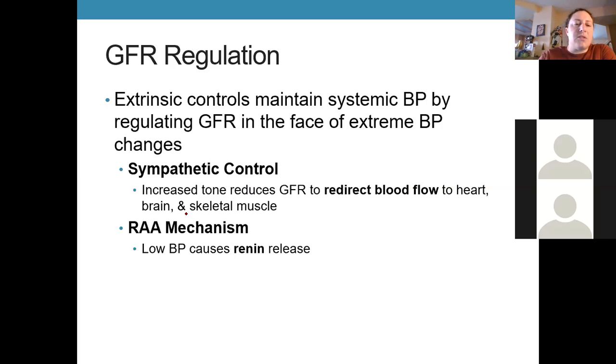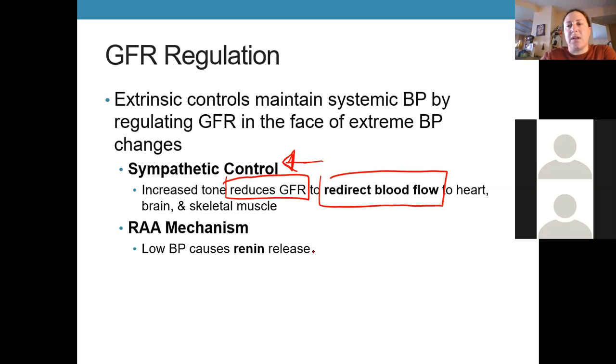So the two mechanisms that do this, the sympathetic nervous system, so we call this sympathetic control, will change vasoconstriction. So basically when we have a strong sympathetic tone and we kick in our fight and flight reflexes, we will redirect blood flow from the kidneys to the heart, the brain, and the skeletal muscle, because the kidneys are one of our sacrificial organs, where it's more important to survive right now than it is to make urine. So when we have a high sympathetic tone, we're going to have a reduction in GFR because we're literally getting less blood to our kidneys.